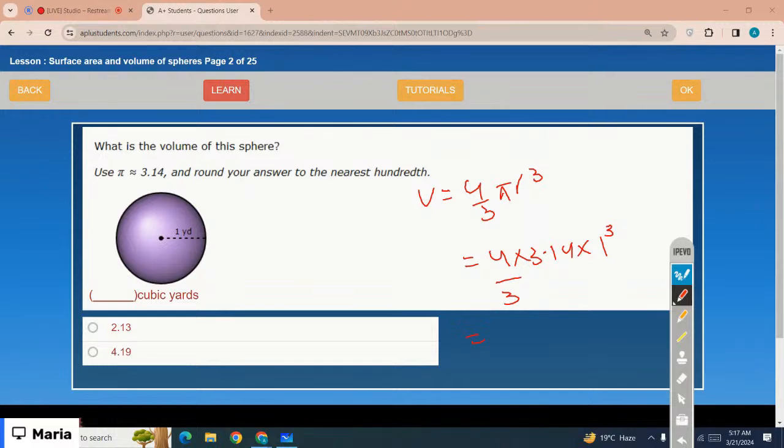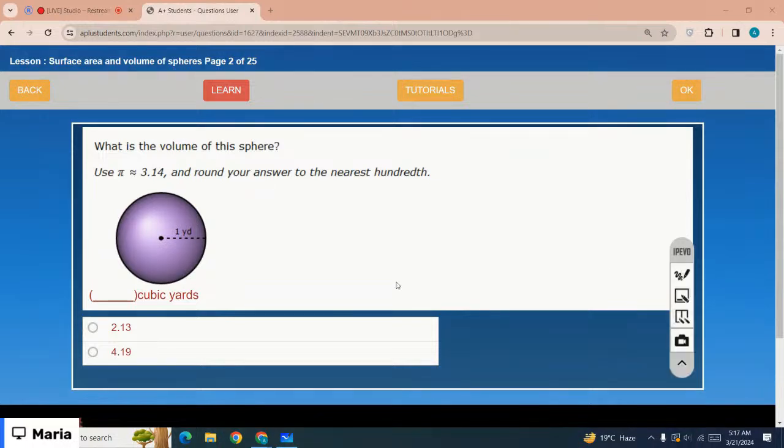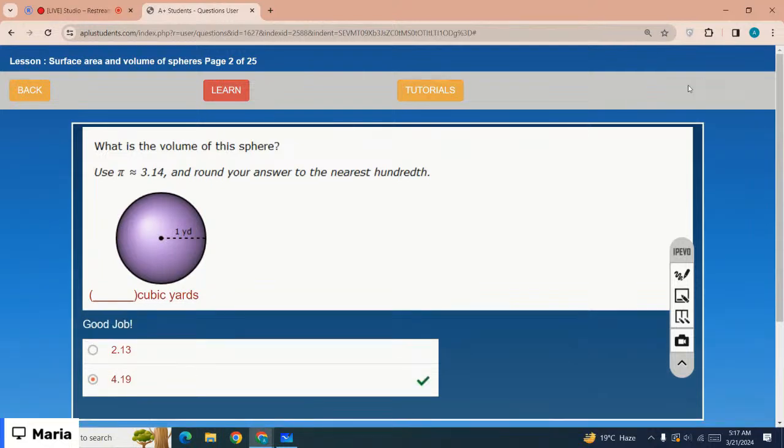The correct option is 4.19, right? The correct option is 2143.57. Option number one is the correct option, that is 2143.